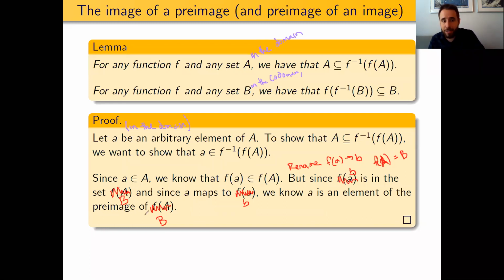Great. The final thing that we have to do in this proof is recognize that the pre-image of big B is the pre-image of f of capital A. And so what that means is a is an element of the pre-image of big B, aka the pre-image of the image of A, which is exactly what we were trying to show.